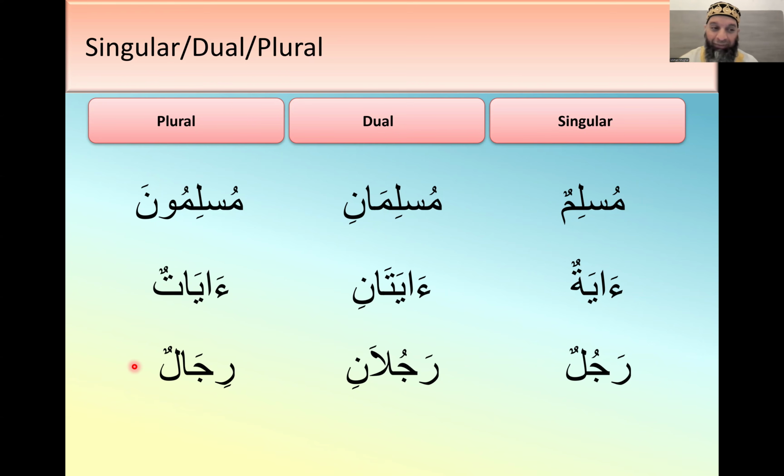So that's Arabic. Again, it's powerful, it's more powerful. But this is Arabic. This is just how it is in Arabic. Happy to move on?